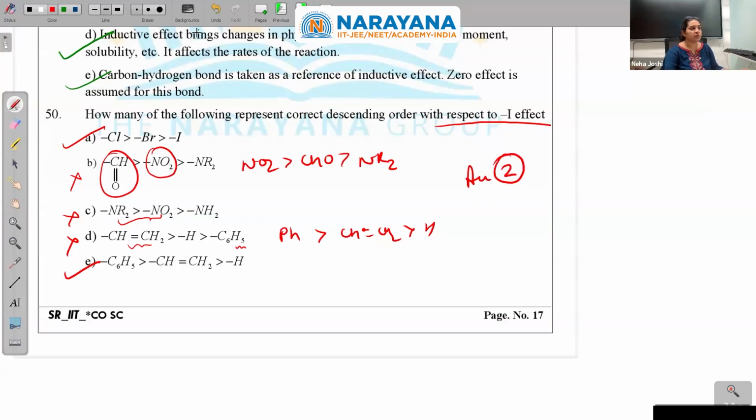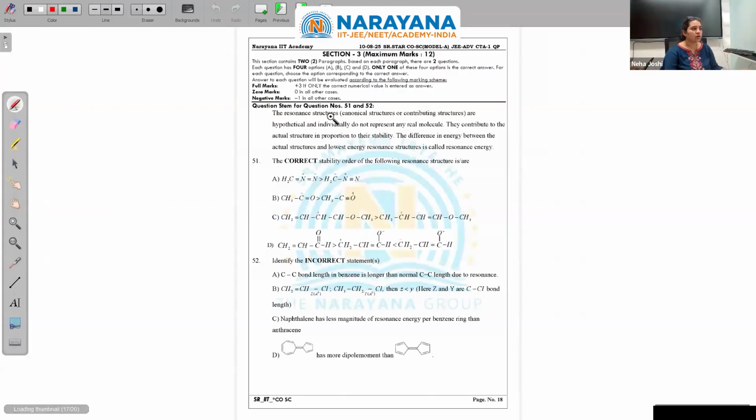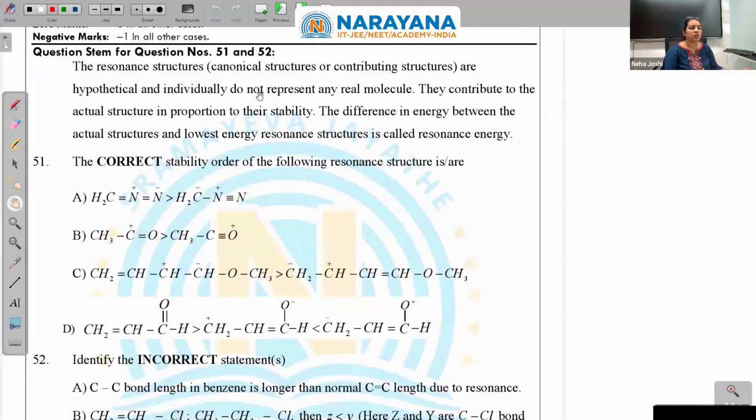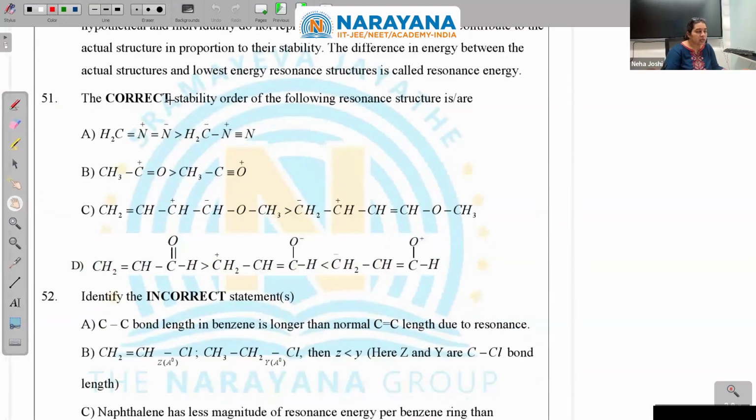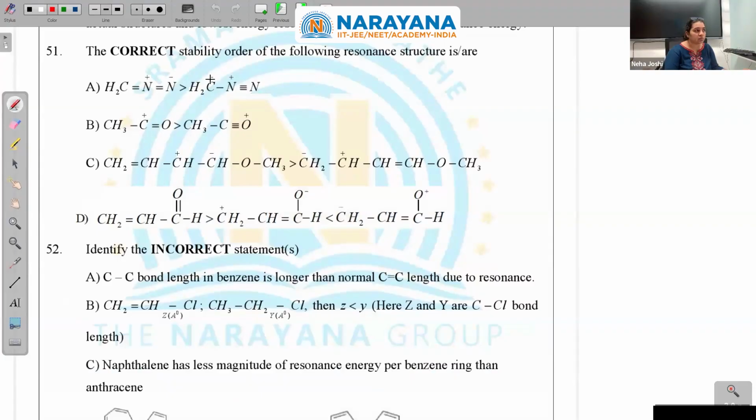How many of the following represent the correct descending order? Answer is 2. Coming to question number 51. The resonance structures are hypothetical and individually do not represent any real molecule. They contribute to the actual structure. Okay, the correct stability order of the following resonance structures: nitrogen negative is more stable than this. So A is correct.